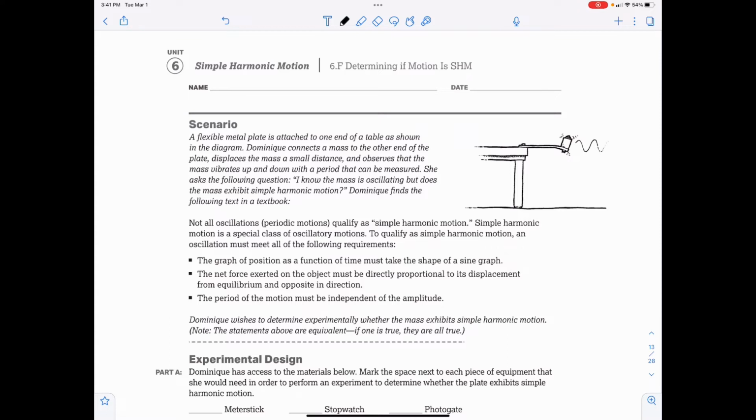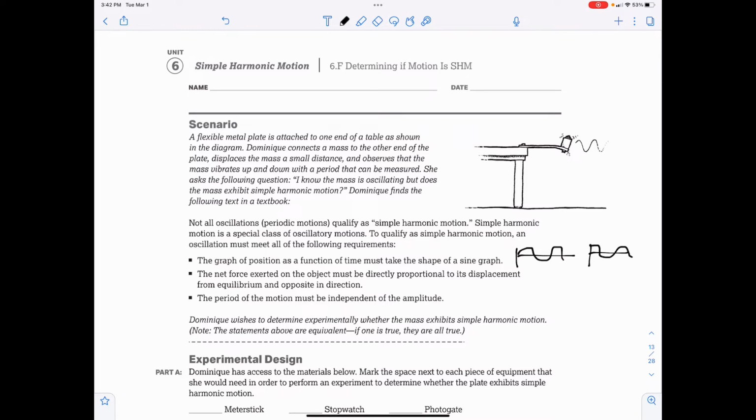Dominique finds the following in a textbook. Not all oscillations, meaning periodic motions, qualify as simple harmonic motion. Simple harmonic motion is a special class of oscillatory motions. To qualify as simple harmonic motion, an object must meet the following requirements. 1, the graph must be sinusoidal. The graph must either be a sine wave or a cosine wave, right?